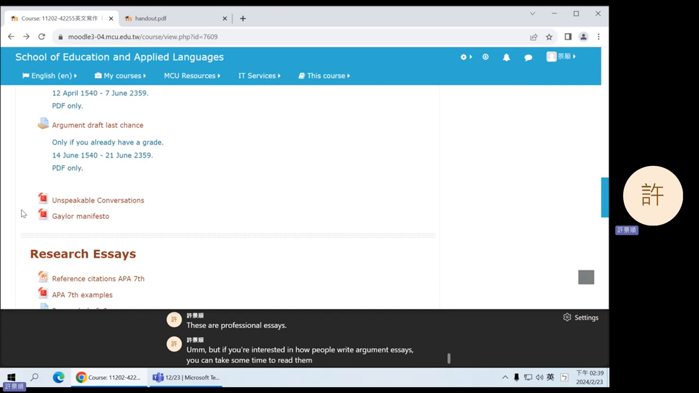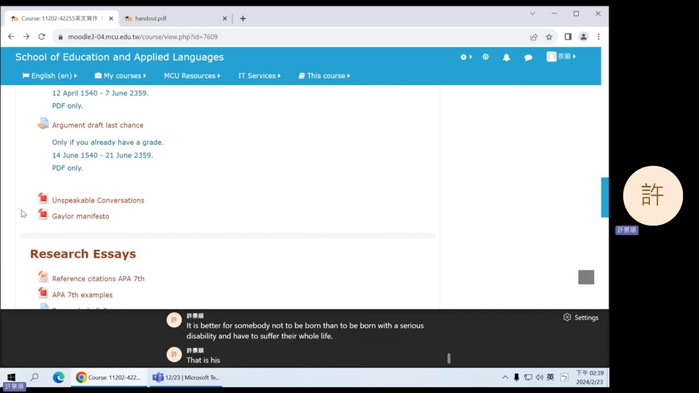But if you're interested in how people write argument essays, you can take some time to read them. The first essay is, so there's a professor of psychology named Steven Pinker, and he believes that it is better for somebody not to be born than to be born with a serious disability and have to suffer their whole life. That is his political belief. This essay is the experience of a seriously disabled person meeting Steven Pinker and talking about this idea.